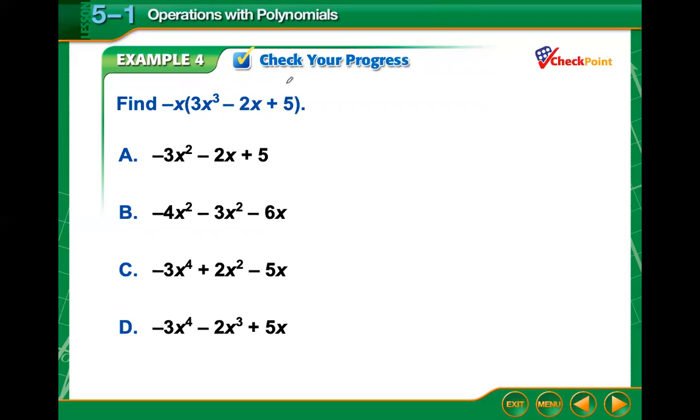All right, go ahead and simplify negative x times 3x cubed minus 2x plus 5. Unpause the video when you're ready to move forward. All right, so if you distribute that negative x to everything, you are going to get negative 3x to the fourth plus 2x squared minus 5x.